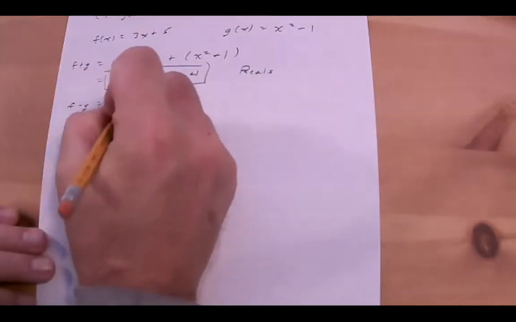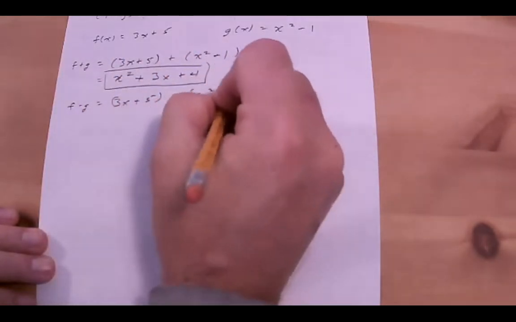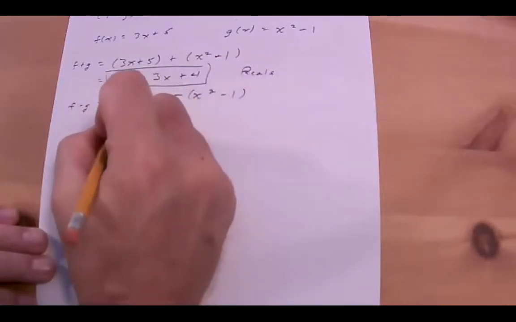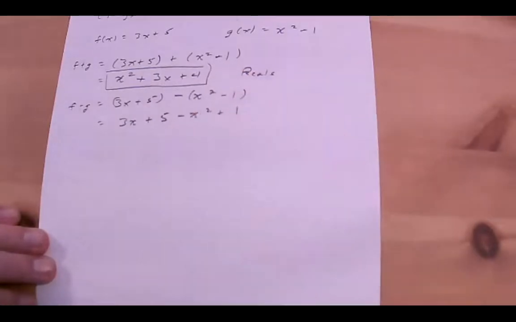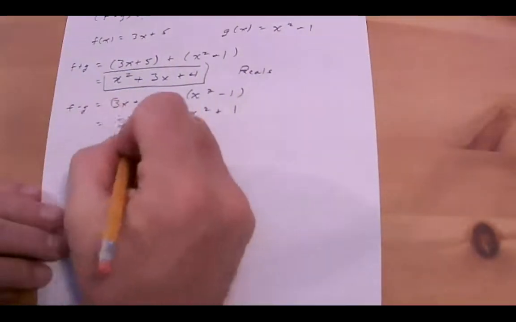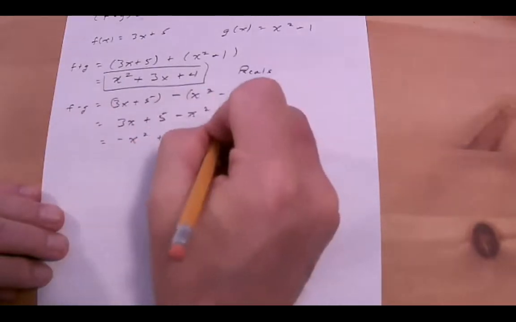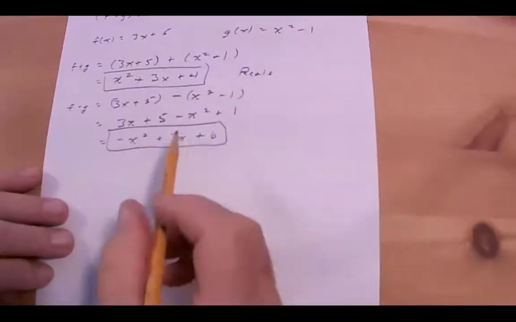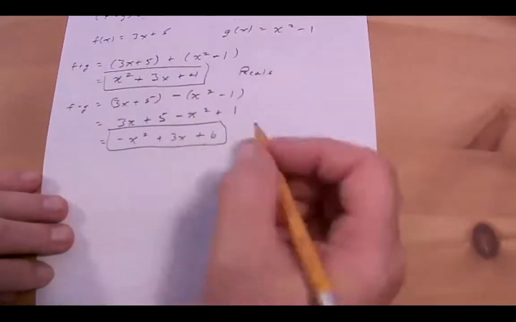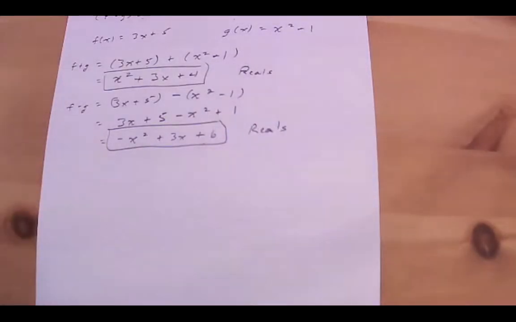Next one is f minus g. I'm going to take f minus g. Writing that without parentheses, I get 3x plus 5 minus x squared plus 1. Rearranging in descending order, negative x squared plus 3x plus 6. As far as domain goes, once again there's no restriction. There's no radicals, there's no denominator, so it's just the reals.